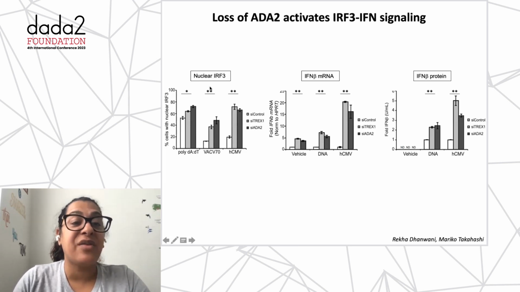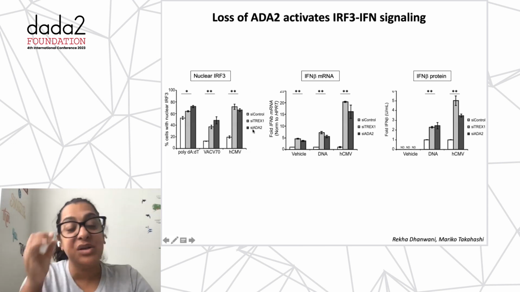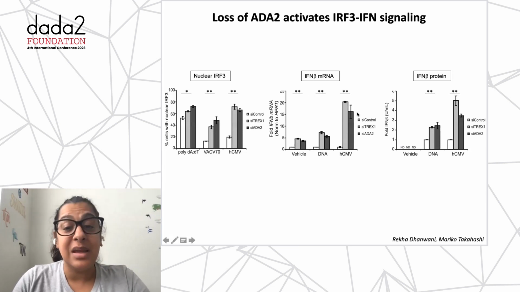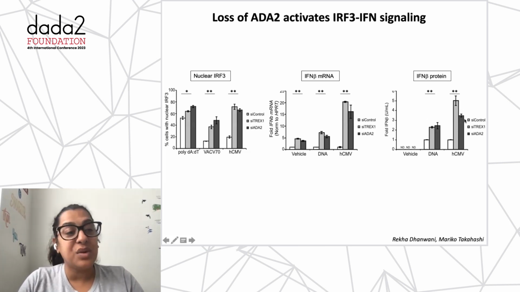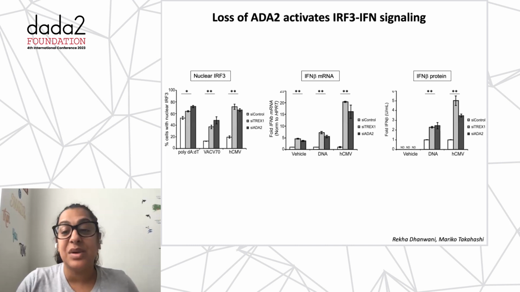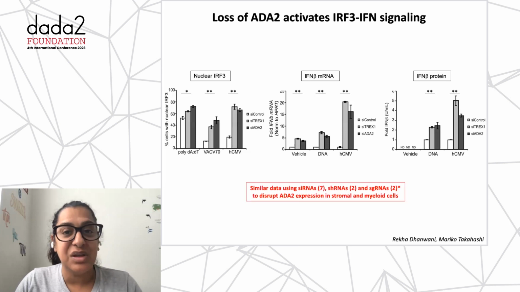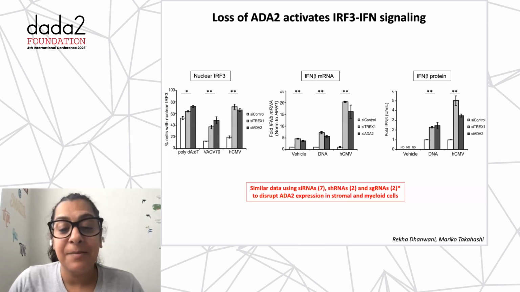Here you're just looking at the graphical representation of IRF3 activation, which is shown in the dark gray bar. We showed that in cells in which we knocked down or depleted ADA2 gene and protein, IRF3 activation was increased. Accordingly, IFN beta mRNA and IFN beta protein were also increased in cells which lost ADA2 expression, indicating to us that ADA2 is an inhibitor or a negative regulator of the type 1 IFN beta signaling response that I introduced to you on the first slide.